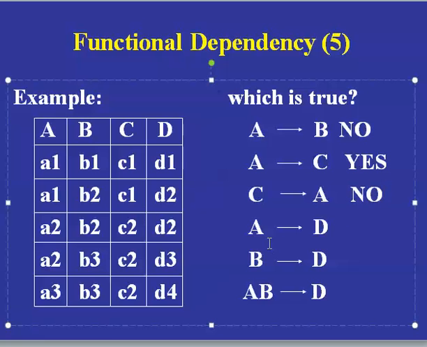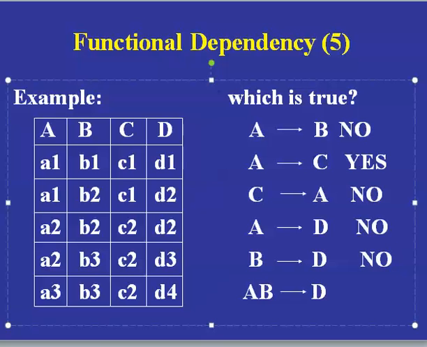Now A determines D. Here we have a problem. A1 gives D1 and A1 gives D2. So this is a no. And now B with D. So here B1, B2, B2, here 3. Here we got a problem with B3. B3 gives D3, and B3 gives us D4. So this is another no.